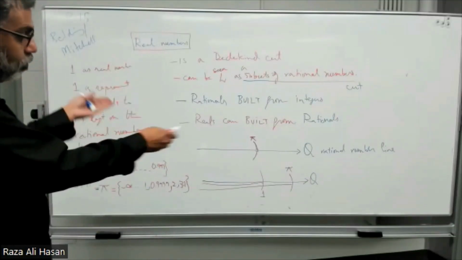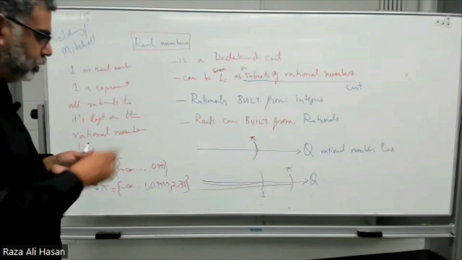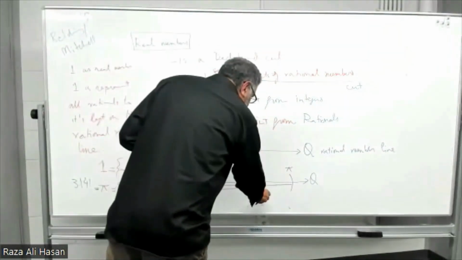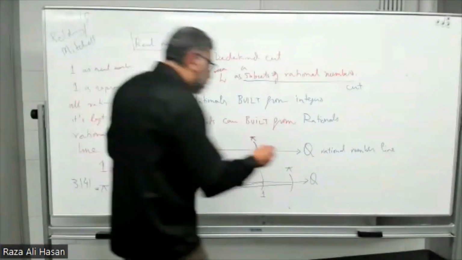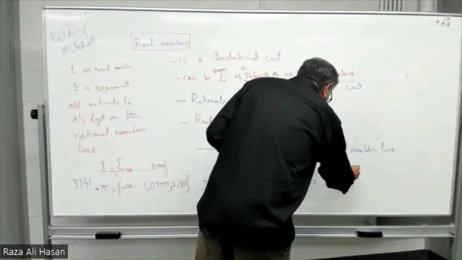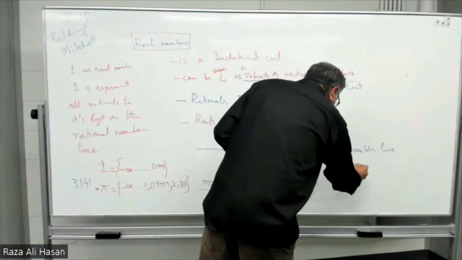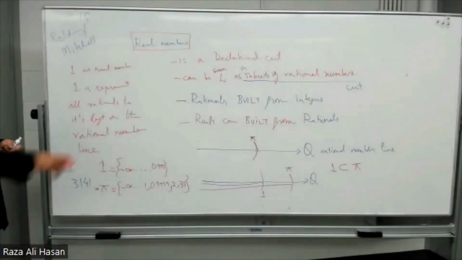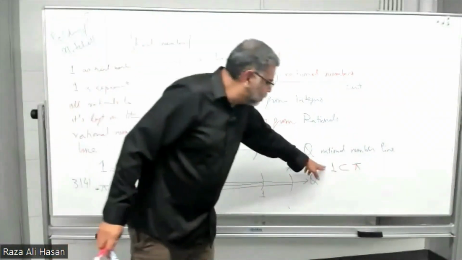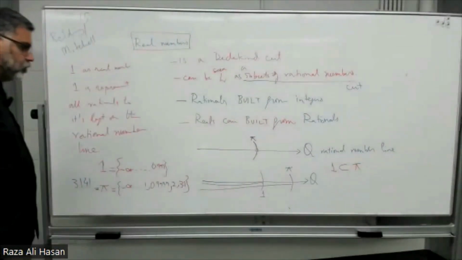Okay, so now a couple of interesting things happen. Number one, this thing, 1, is a set, right? 1 is a set, and so 1 can be seen as a set that is a subset of the other set, pi. I just wrote it here. So 1 is a subset of pi.